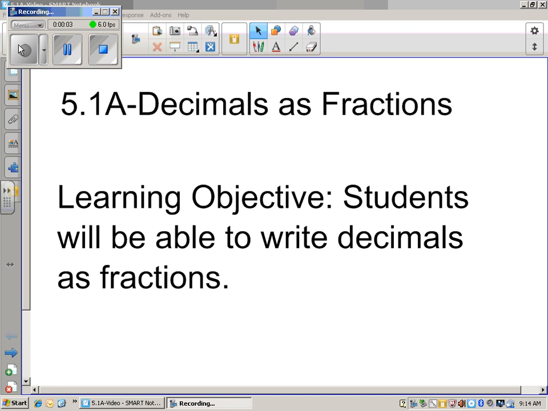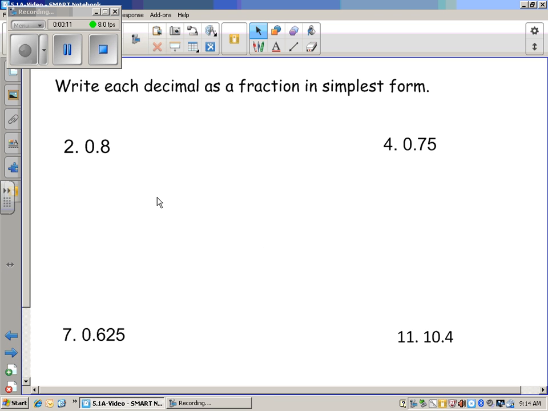This is section 5.1a, writing decimals as fractions. The directions tell us to write each decimal as a fraction in simplest form. So looking at number 2, I've got 0.8.